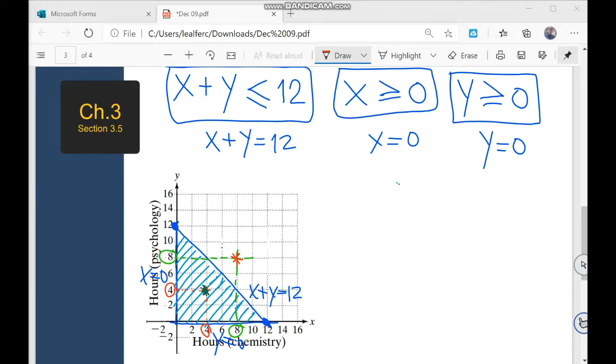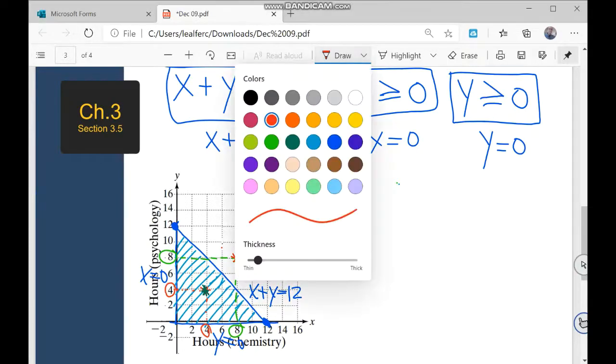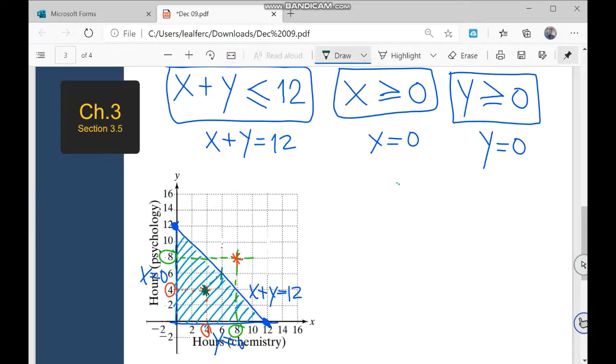That's it. The combination that you suggested, Jacob, 6 and 6, yes, is right here in the limit, on the line of the feasible region. She can decide 12 hours of chemistry and 0 of psychology, yes. Every option is represented here by this triangle, which is called the feasible region, the possible region, the region where she can possibly find a solution for her problem.